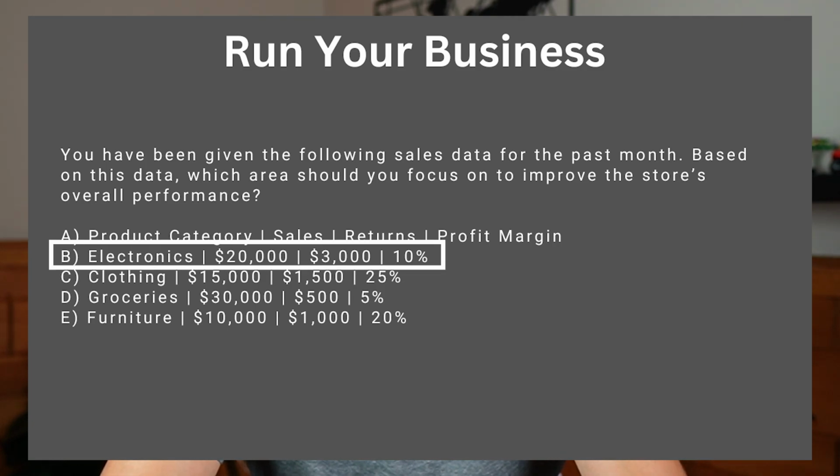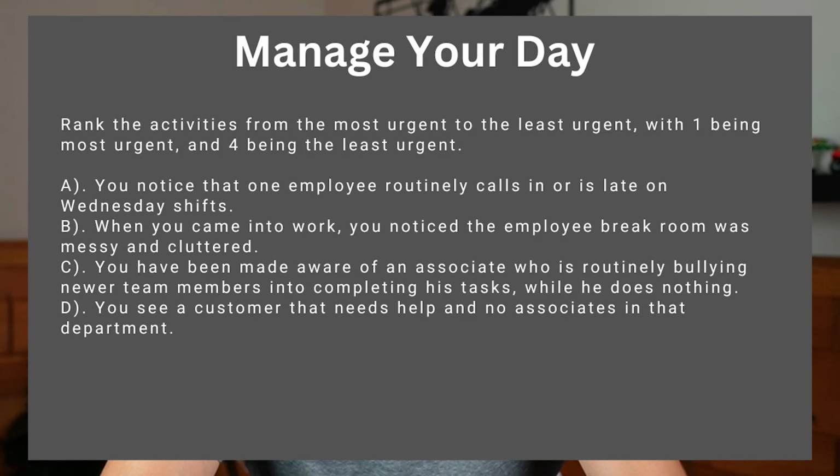Here the focus will be on improving the profit margin of the electronics category, since it has a significant volume of sales but a low profit margin compared to other categories. And if we improve this, because the sales volume is high and the margin is low, we will be able to make more profit because we will be able to benefit on a bigger sales base, and hence electronics would be our focus area. Also here we see the returns are high as well. So again, electronics needs more focus, so the returns can be reduced, margin can be improved. Third section is manage your day.